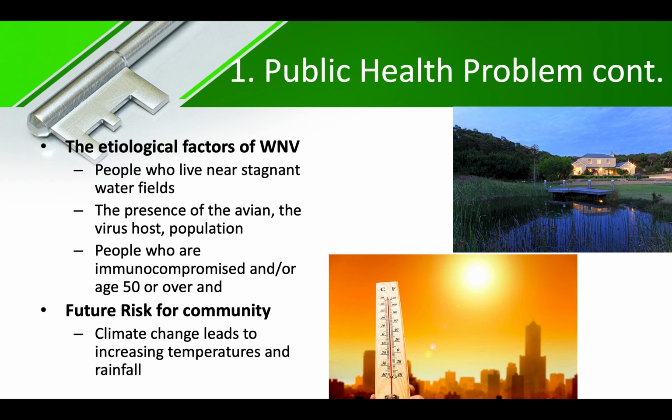after being affected. Regarding the future risk for community, global warming results in the increasing average temperature and rainfall in many regions, which facilitates the transmission of West Nile virus because the environment is suitable for mosquitoes to live and spread them to more new regions.